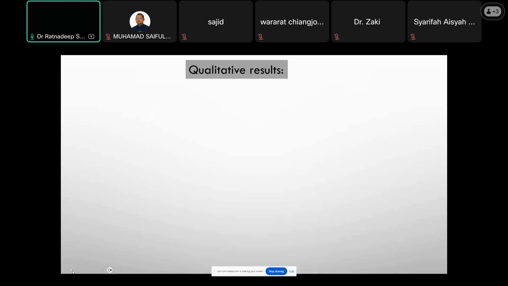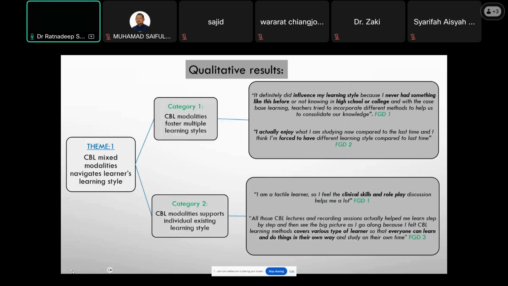Now let's talk about the qualitative results a bit. Generally, 3 major themes with 5 categories emerged from the focus group data, and I'll go through them one by one. So the first theme, if you see here, emerged from 2 categories. And the main theme says that CBL mixed modalities steer learners' learning style.